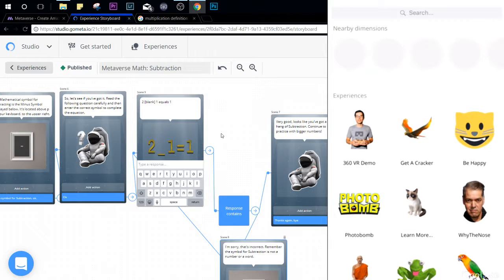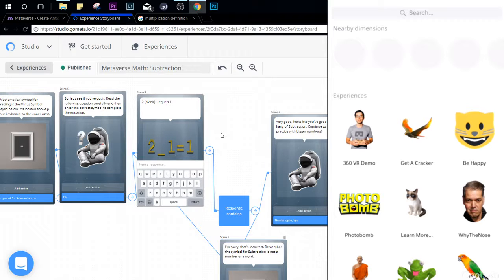So here we're going to put in the wrong answer. And then once again, it says, I'm sorry, that's incorrect. Remember that the symbol for subtraction is not a word or a number, and we even show the picture again to really re-emphasize it. But then we put in the subtraction dash, and we're correct.